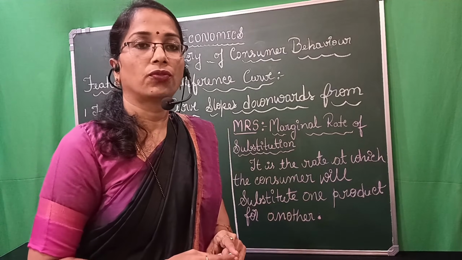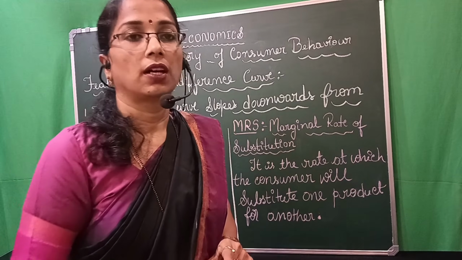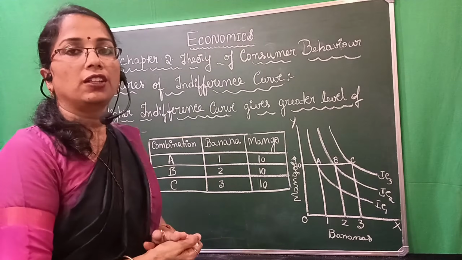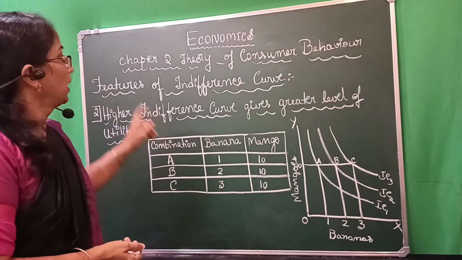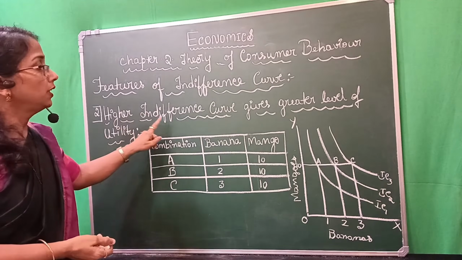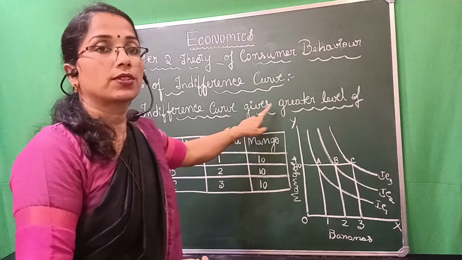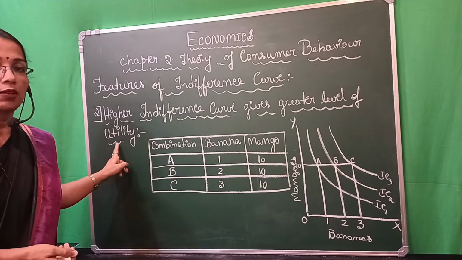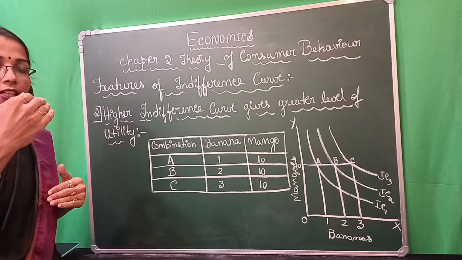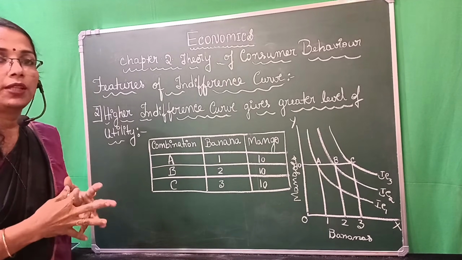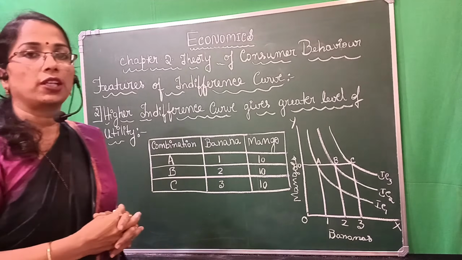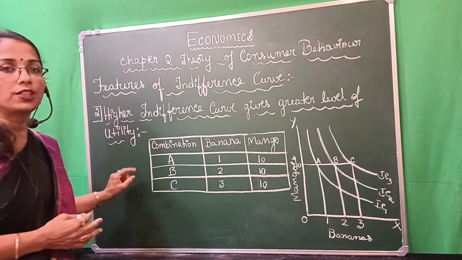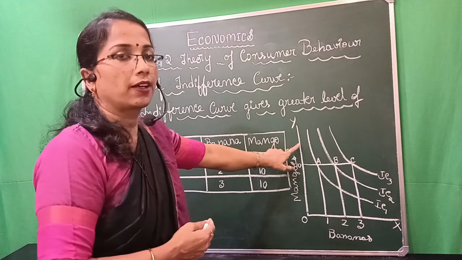Let us go for the next feature of an indifference curve. The second feature of an indifference curve says, higher indifference curve gives greater level of utility. That means the higher the indifference curve, the higher will be the level of utility. Let us explain this with the help of one schedule and a diagram.